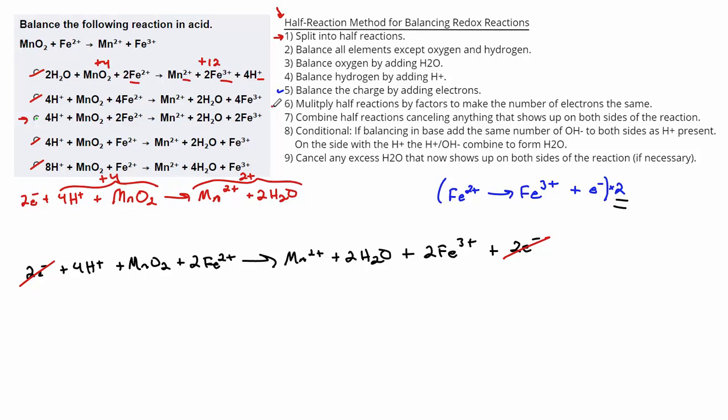So we've multiplied by factors, we've combined the half reactions. And we're supposed to cancel anything that shows up on both sides of the reaction. In this case, there's nothing that shows up on both sides of the reaction. This is the balanced reaction. And notice it matches 4H plus MnO2 plus 2 Fe2 plus going to Mn2 plus 2 H2O plus 2 Fe3 plus. And then again, the charges are balanced on both sides. Notice steps 8 and 9 aren't necessary because those are only for balancing in base, and here we're asked to balance in acid.